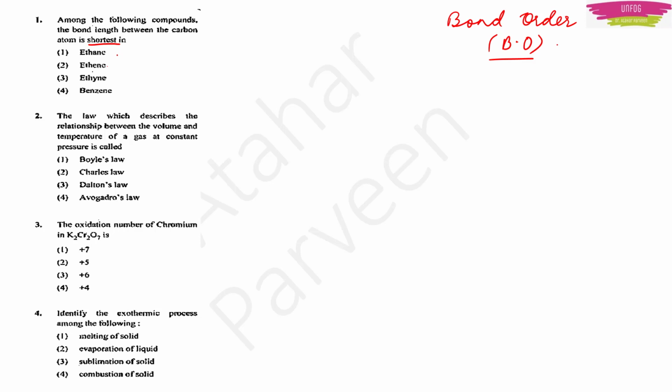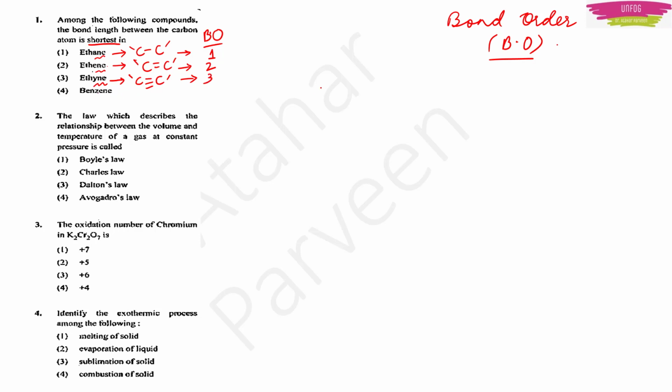Now let's take a look at our options. We have ethane. Ethane is an alkane, right? So it will have a single bond between two carbon atoms, so its bond order becomes 1. Next we have ethene. Ethene has a double bond between two carbon atoms, so its bond order becomes 2. Then we have ethyne. Ethyne is an alkyne, therefore the bond order will be 3 because it has a triple bond between two carbon atoms.